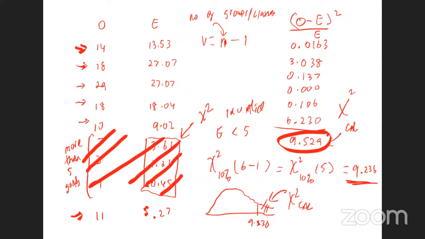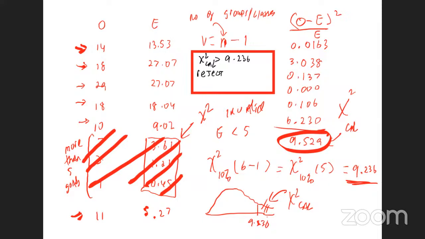So in essence, here's what we're saying. I'll write it for you in a different color. So since chi-squared calculated is more than 9.236, we're going to reject H naught. We're going to reject H naught. And we go with H1 basically.